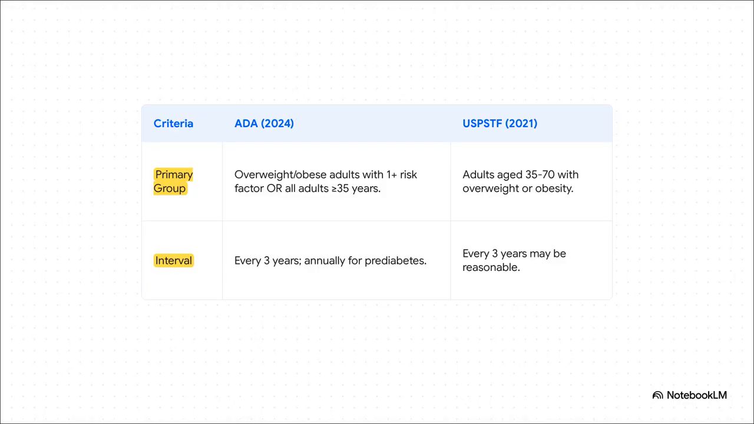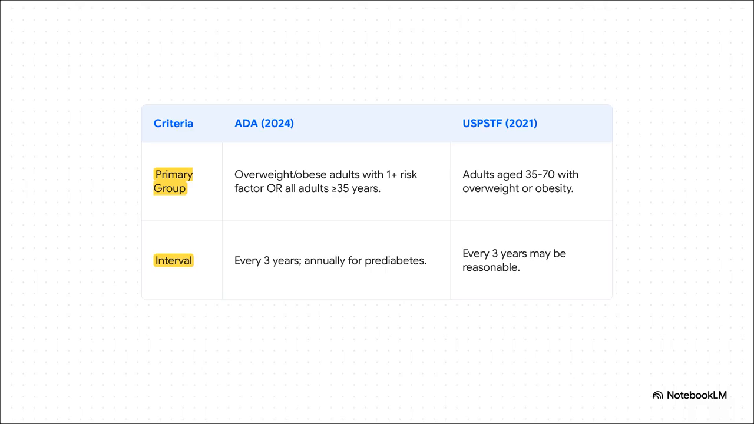Now, when it comes to who to screen, things get interesting. You've got two major players in the U.S. with slightly different takes. The American Diabetes Association, the ADA, they cast a pretty wide net. They say, look, screen any adult who's 35 or older, period. Or if they're younger but have a BMI over 25 plus at least one risk factor, like a family history, screen them too. The U.S. Preventive Services Task Force, the USPSTF, is a little more focused. They target adults between 35 and 70 who are overweight or obese. The good news is, they both pretty much agree that if the results are normal, rescreening every 3 years is a good move.